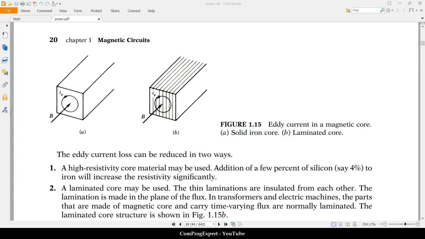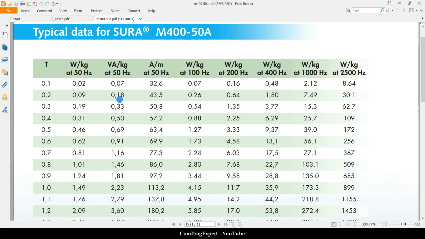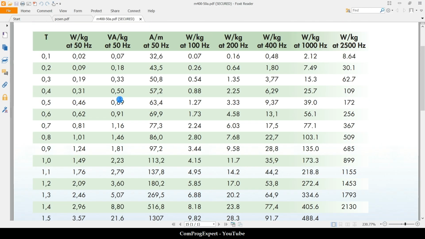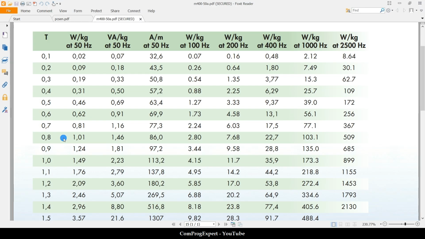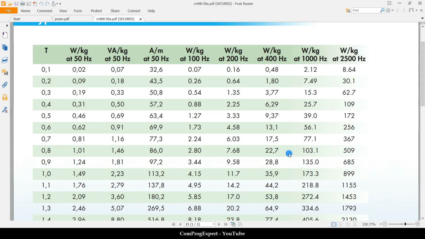Here is the data sheet of this electric steel, and you can see the loss information. This is Tesla B, the B max. This is the excitation frequency, and as you can see here, when we increase the excitation frequency, we have more and more iron losses. This is ampere per meter, the H needed to build up this Tesla in the core.